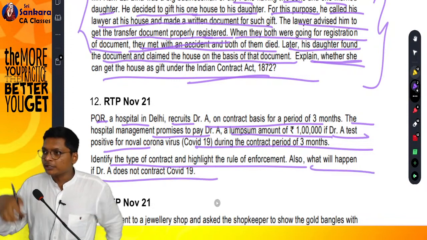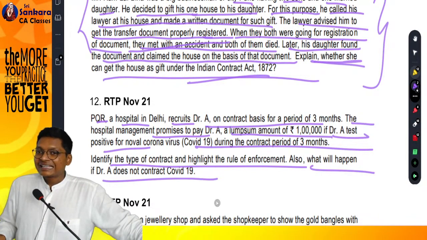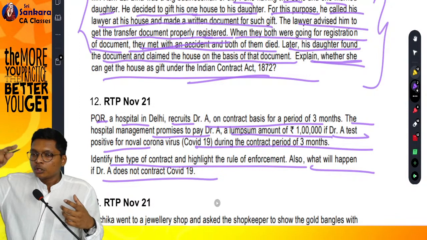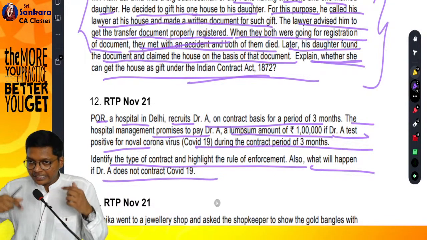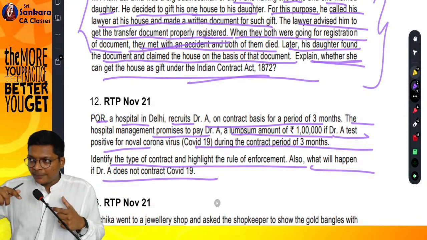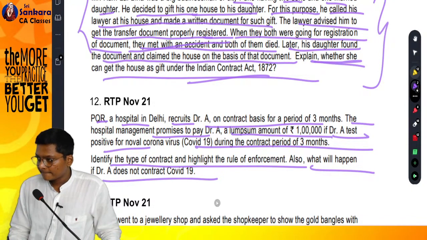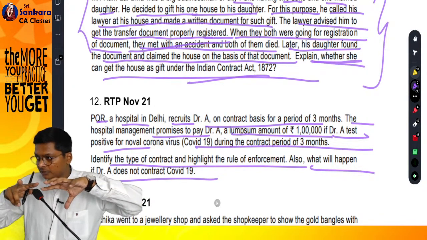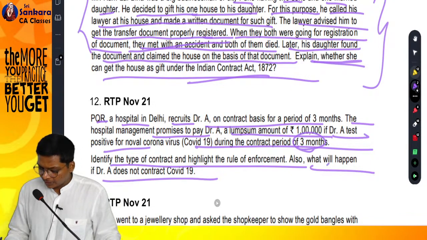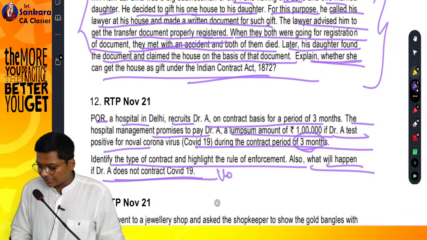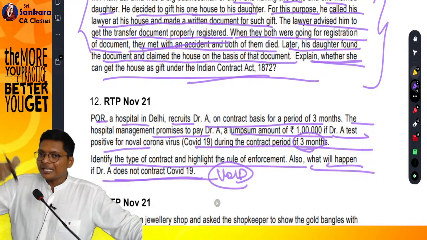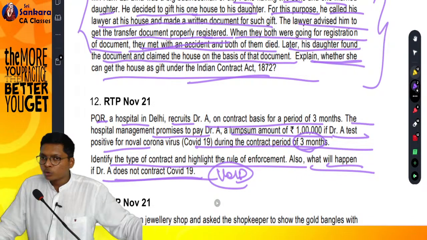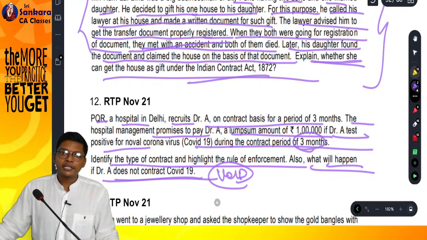What will happen if A does not get COVID? Contingent contract, rules of enforcement. Contract is valid on event happening. Contract is valid on event not happening. Here, if the event happens, valid. If the event does not happen, the contract is void. That's the next point, one separate condition: it happens within a fixed time. What will happen if A does not contract COVID? Contract is void, since the event does not happen within the fixed time. Able to follow, guys? Rules of enforcement, 6 points, if you remember, we discussed. Clear? I hope online you guys are following.